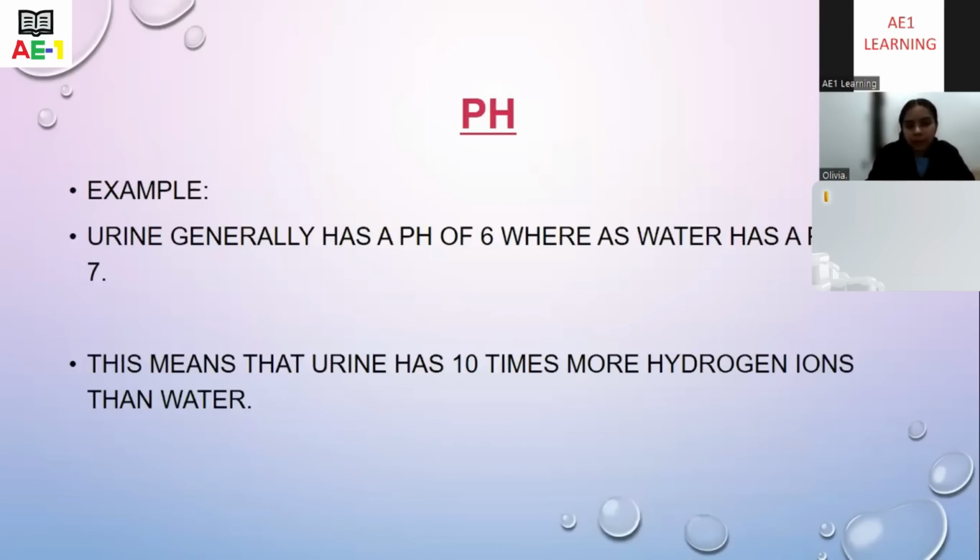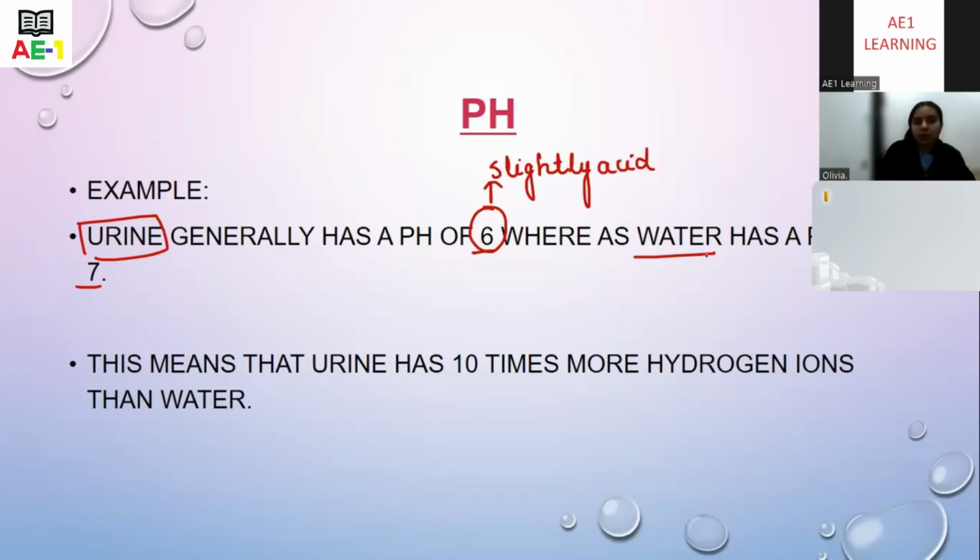Okay, let's have an example on pH. So if you look at the urine, if you remember, I taught you the excretory system of our body. There I told you urine is a liquid that our body removes because it's a waste. So if you look at the pH of urine, that's 6, whereas the pH of water is 7. So if we are saying it's 6, it means it's slightly acidic. And when I'm saying water is 7, that means it's neutral in nature.